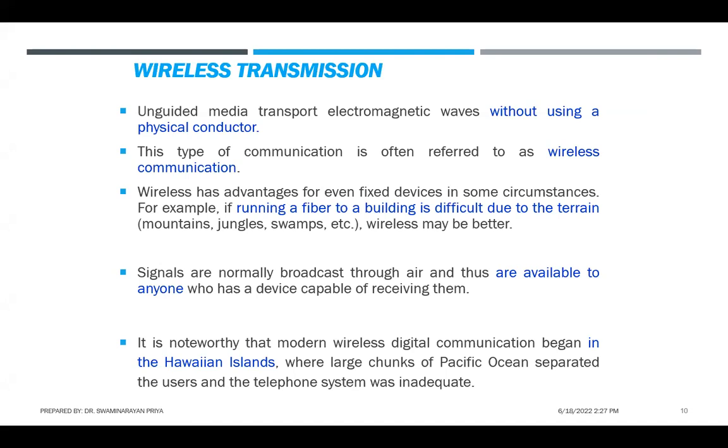The first wireless communication was started in the Hawaiian Islands, because all the Hawaiian Islands are separated by the Pacific Ocean. At that time, about a century ago, it was not possible to install a fiber optic cable under sea water. That's why they used wireless communication in the Hawaiian Islands for the first time. But nowadays, fiber optic cable has already been installed under the Pacific Ocean. Earlier, it was not possible.